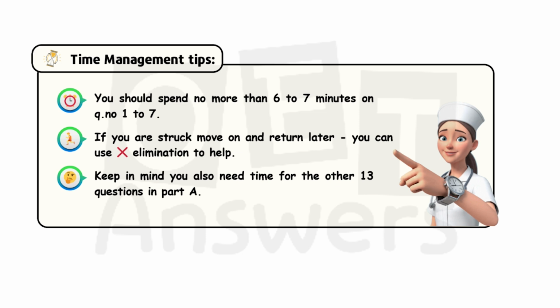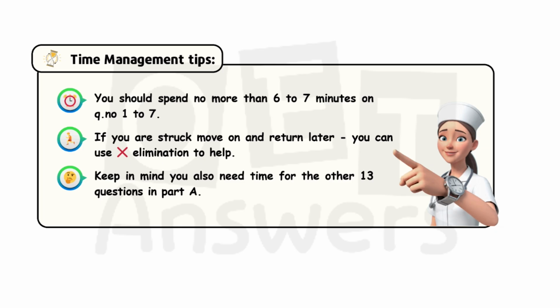You should spend not more than 6 to 7 minutes on questions 1 to 7. The whole match the following, you cannot spend more than 6 to 7 minutes. It should be done within 3 minutes, meaning exactly 2 minutes accurately you can take for that. Then if you're stuck, move on and return later, and you can use elimination to help. If you're stuck on a particular question, don't wait to get the answer for only that one question. Just try to complete the remaining questions. At last you can come back here, and when you attempt this question, you can separate which part is very difficult for you.